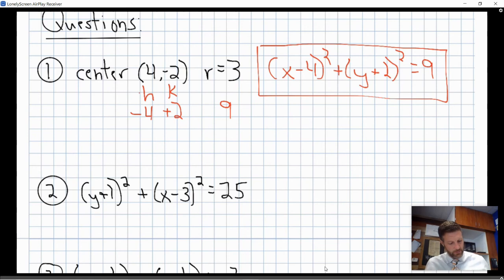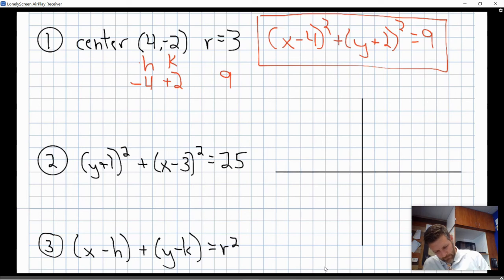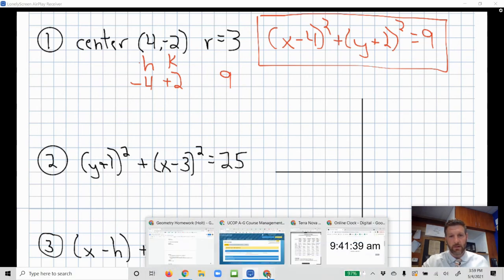Okay, and so question number 2 is kind of the opposite practice. We have the equation. Now let's go ahead and graph it. Let's identify the center and the radius, which we have to do in order to graph it. All right, so first let's get some axes here. Let me double check to see if I wrote this correctly.